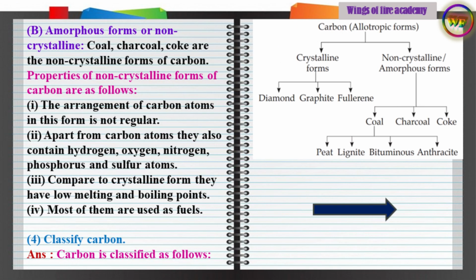B. Amorphous forms or non-crystalline. Coal, charcoal, coke are the non-crystalline forms of carbon. Properties of non-crystalline forms of carbon are as follows. 1. The arrangement of carbon atoms in this form is not regular. 2. Apart from carbon atoms, they also contain hydrogen, oxygen, nitrogen, phosphorus, and sulfur atoms. 3. Compared to crystalline form, they have low melting and boiling points. 4. Most of them are used as fuels.